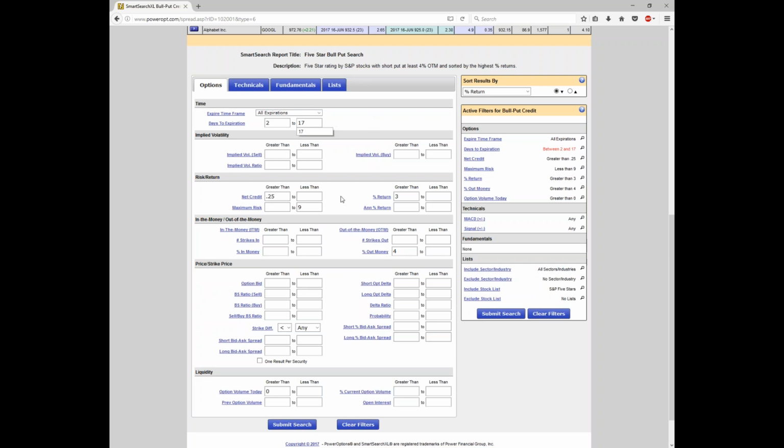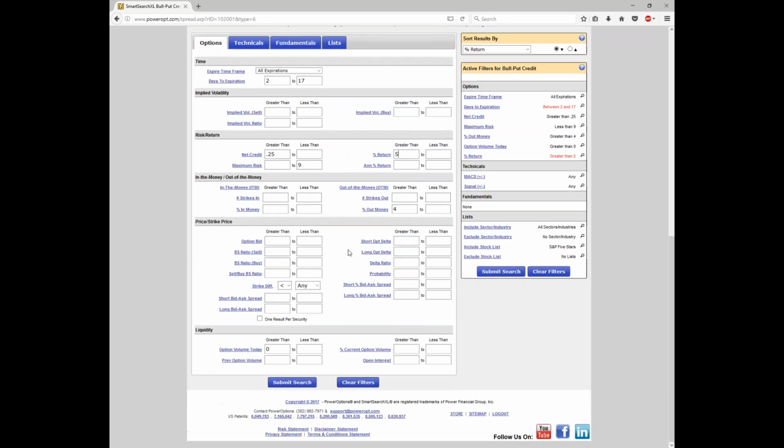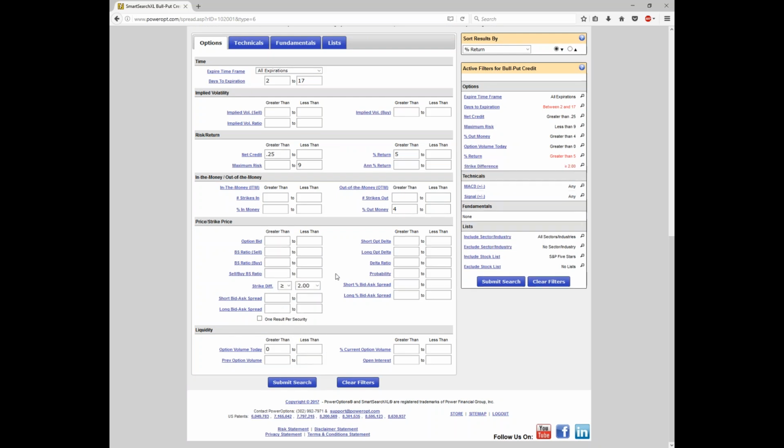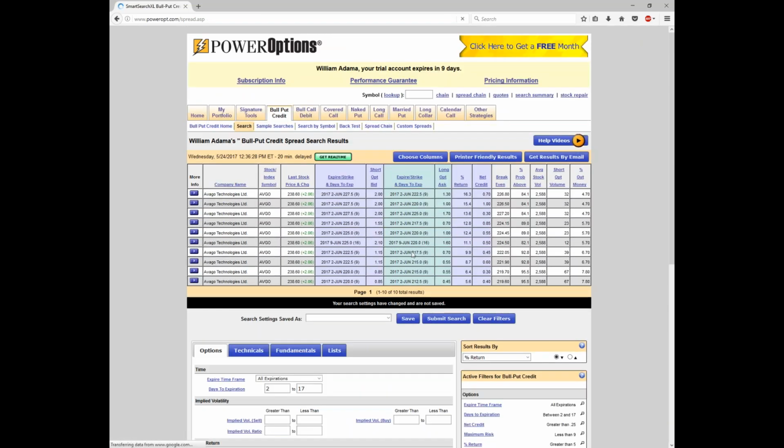I'm going to leave the net credit alone, and I'm going to up our percent return. Very simple interface. Just plug in what you want to see for your trading plan. I'm also going to take the strike differences to be greater than or equal to 2. Okay? And you could adjust volume and open interest. Now I just made 2 changes. Changed my expiration date, changed my strike difference range. Let's go ahead and submit that. Yes, I'm avoiding $1 strikes, but you could set it to just $1 strikes.